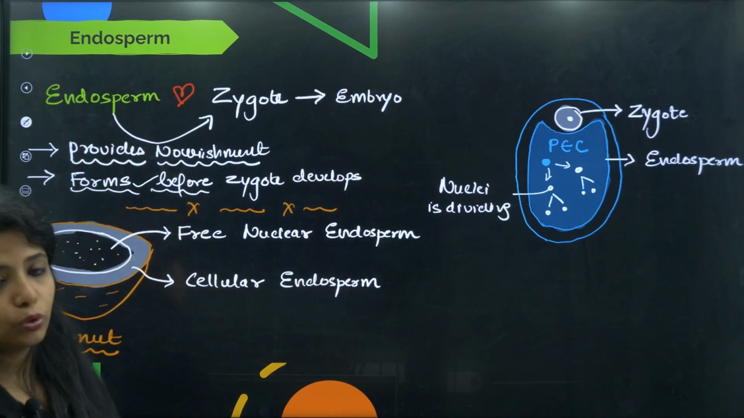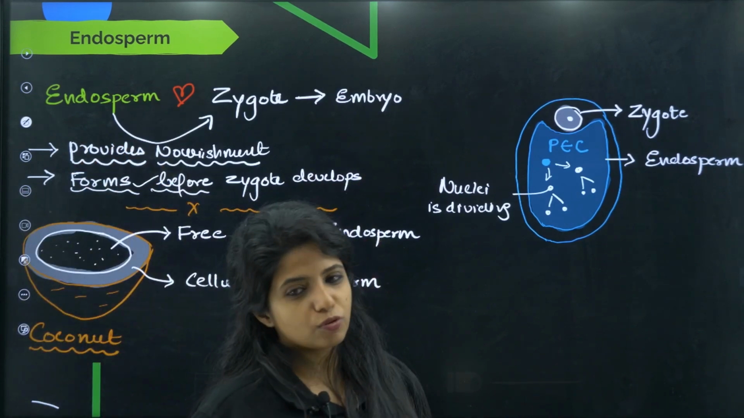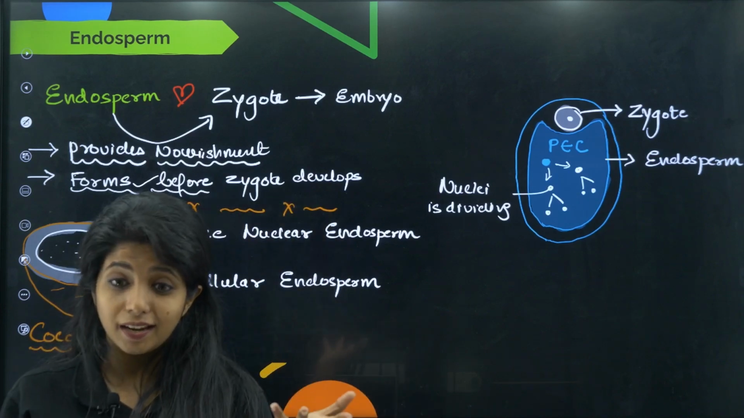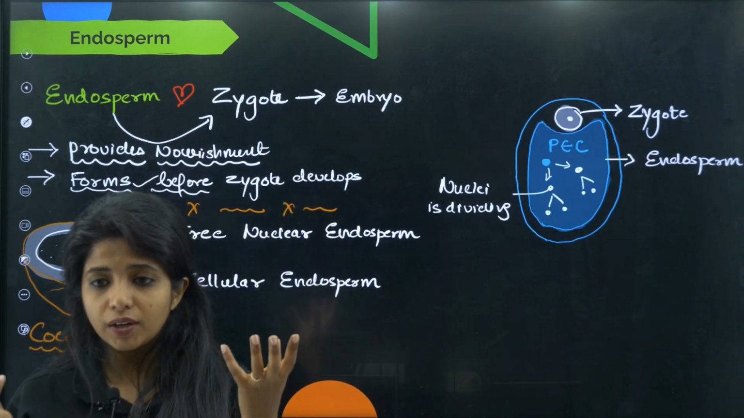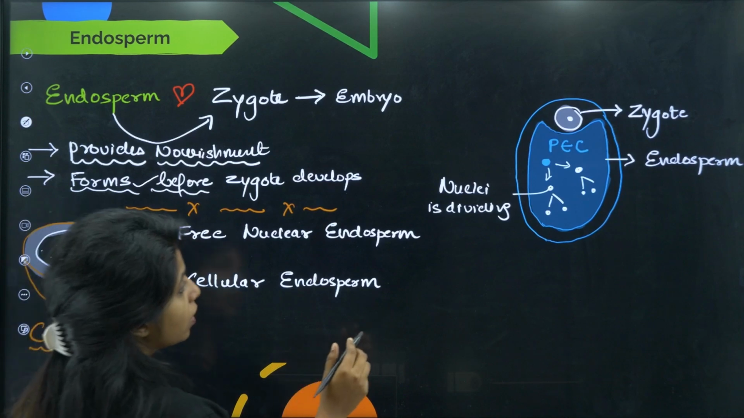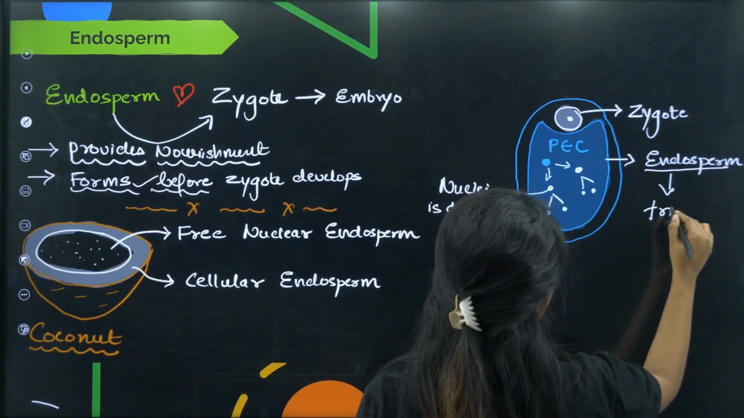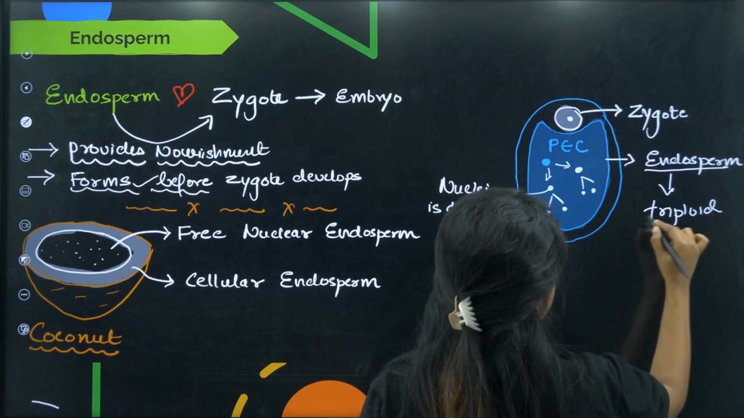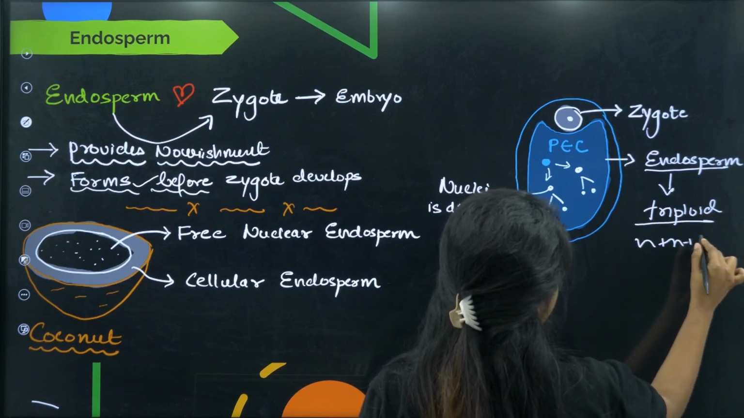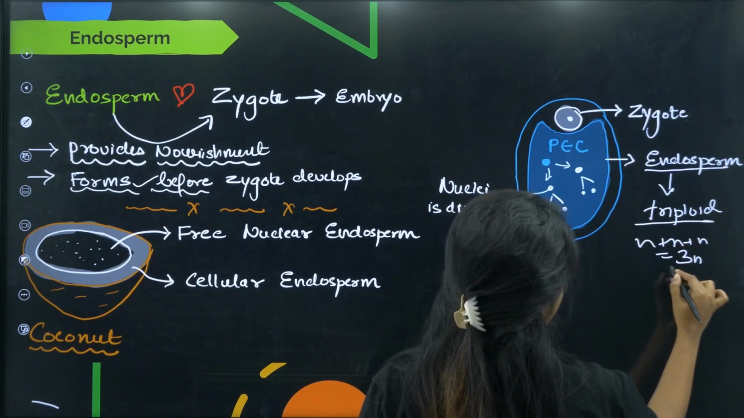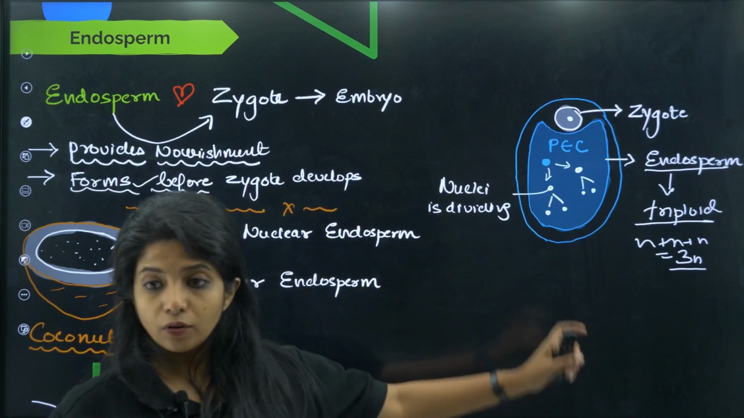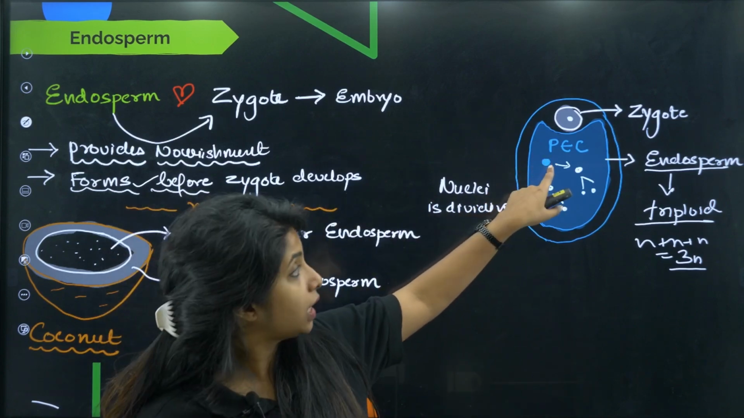This is a very important MCQ again. So what happens to the endosperm? How will it form? This is just one cell which has 3 nuclei. So I say this is what? Triploid. This endosperm that you say, it's a triploid tissue because it has 3 nuclei. N plus N plus N gives you what? 3N.